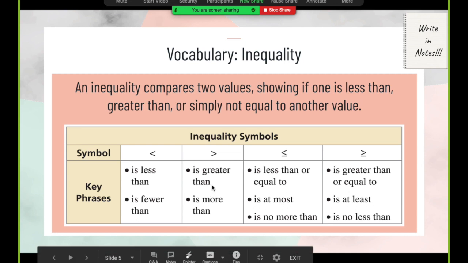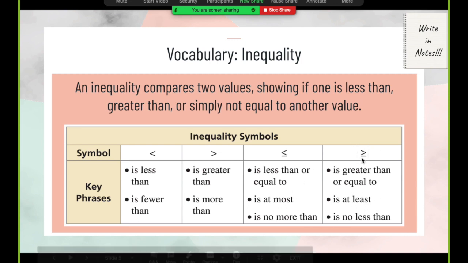So for example, greater than can also be known as is more than. Or whenever you see is at least, that means that you can use the greater than or equal to symbol. So make sure to copy this in your notes.